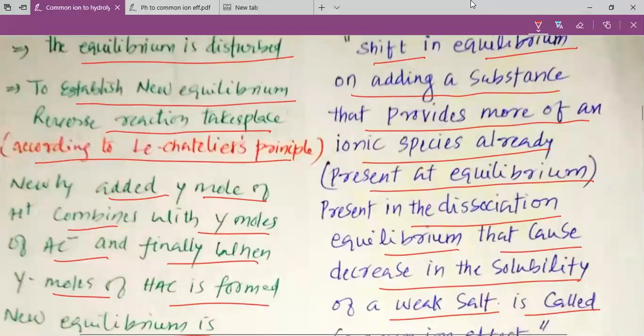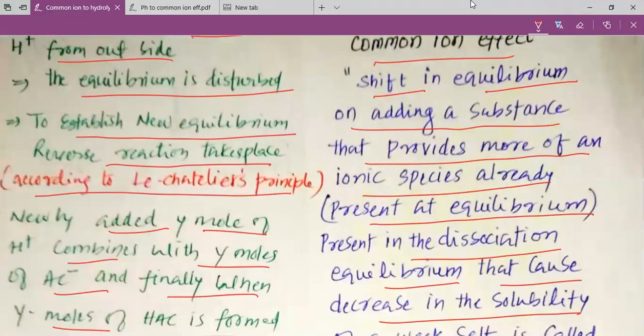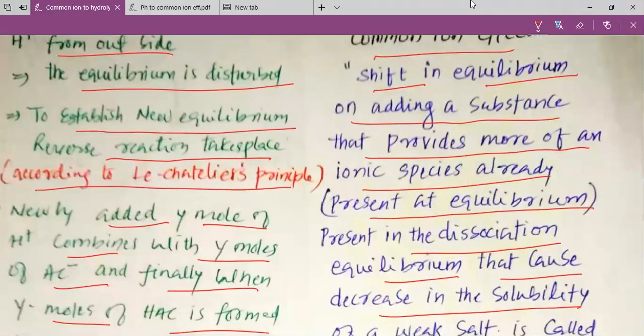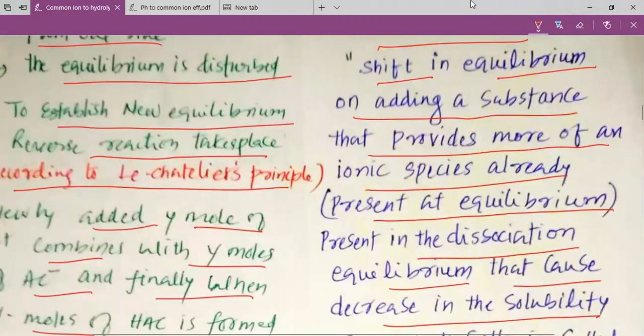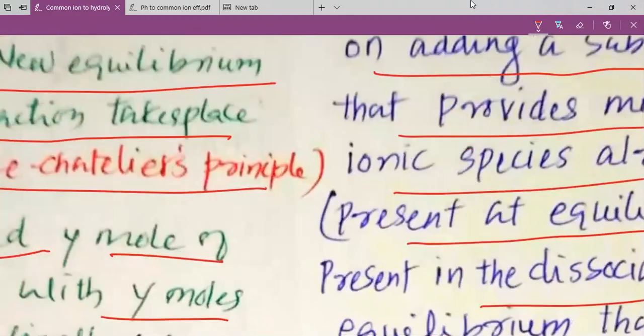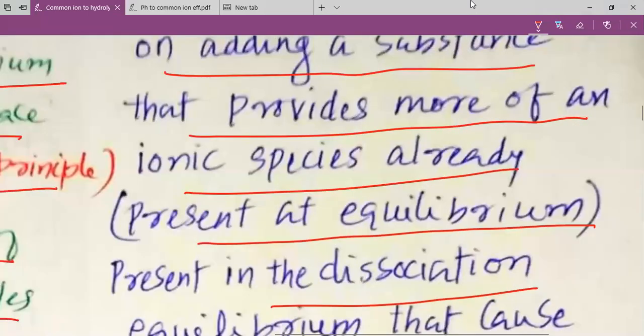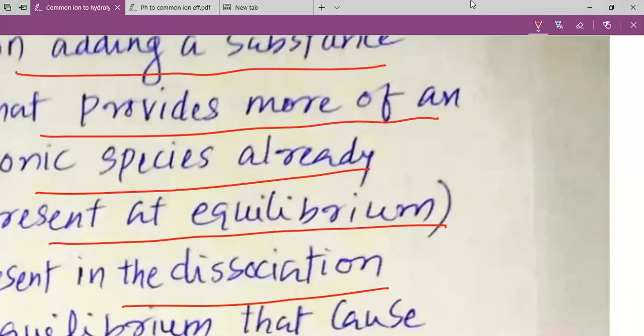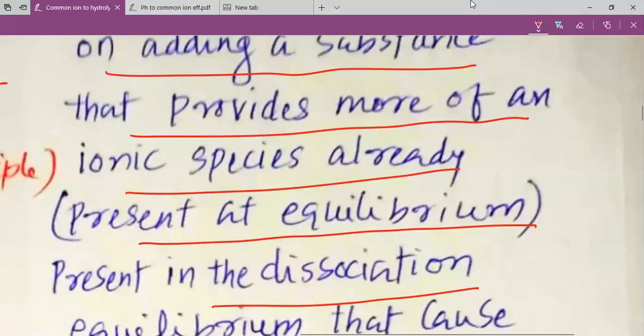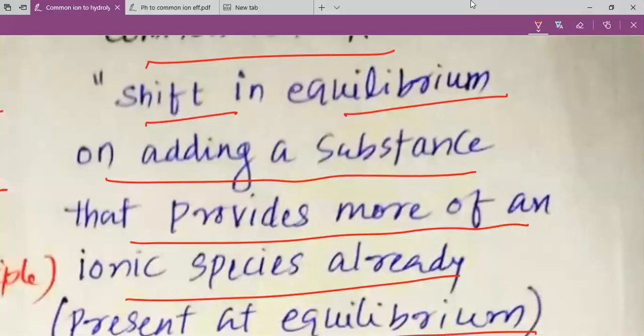Let me read it once again for you. Shift in the equilibrium on adding a substance, when we add a substance which has a common ion with the ions already present at equilibrium. Once again, shift in the equilibrium on adding a substance that provides more of an ionic species already present at equilibrium. So we add an ion which is already present at equilibrium, so the equilibrium shifts.